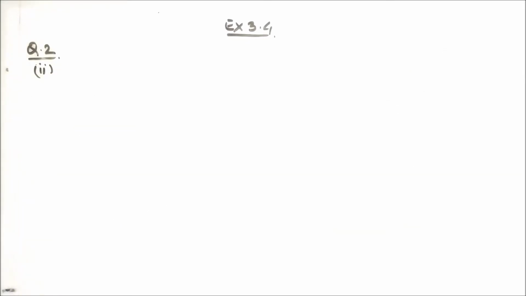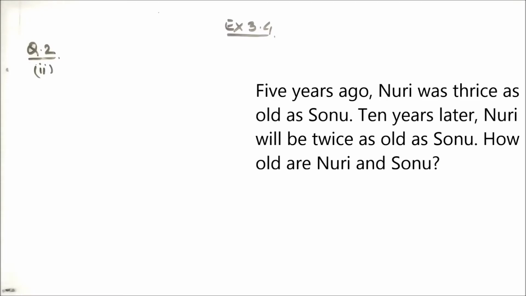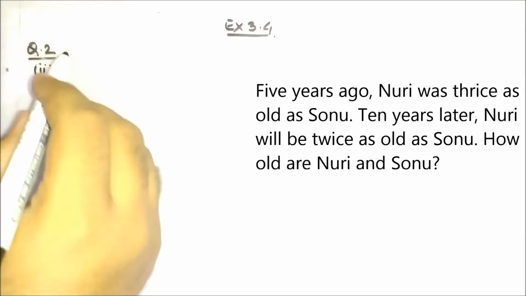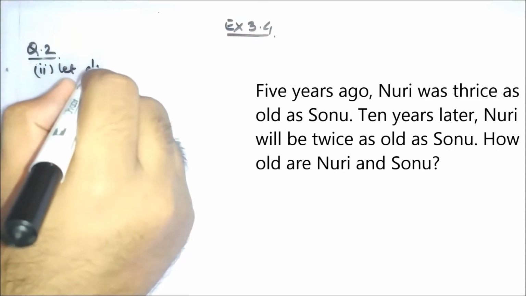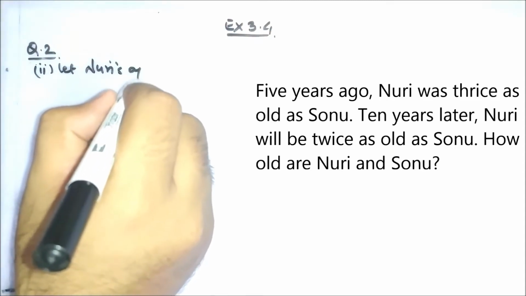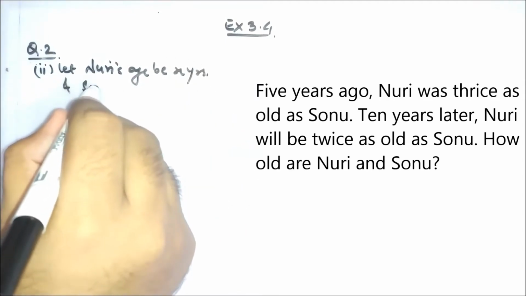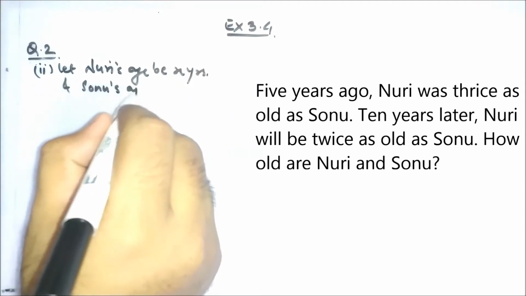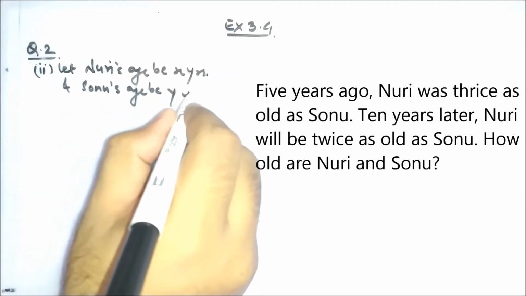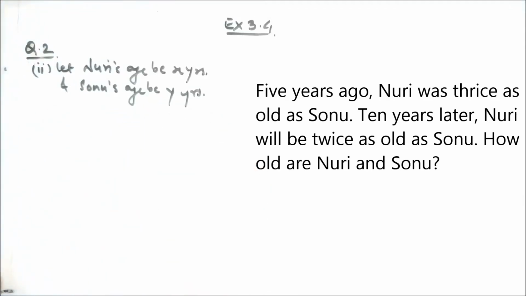Second question: 5 years ago Noori was thrice as old as Sonu. 10 years later Noori will be twice as old as Sonu. How old are Noori and Sonu? So first let us assume their ages. Let Noori's age be x years and Sonu's age be y years.